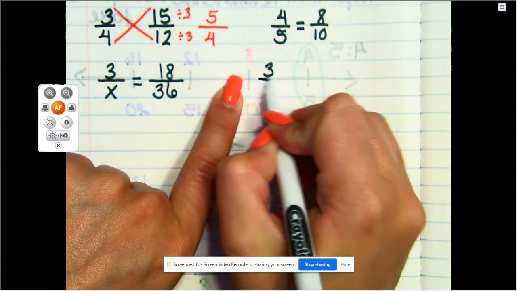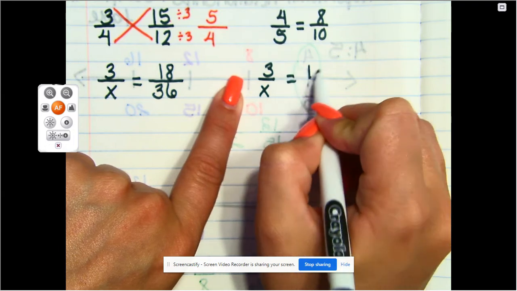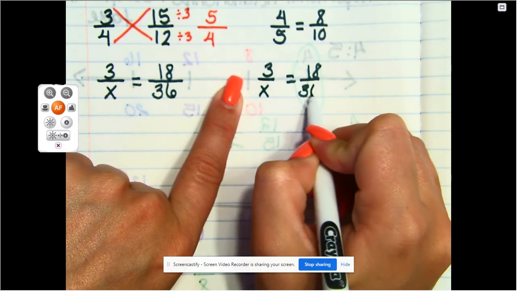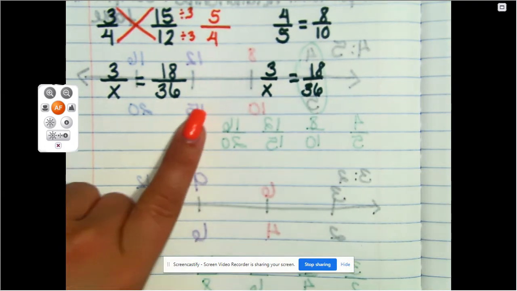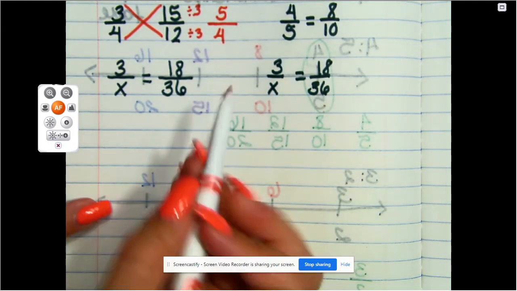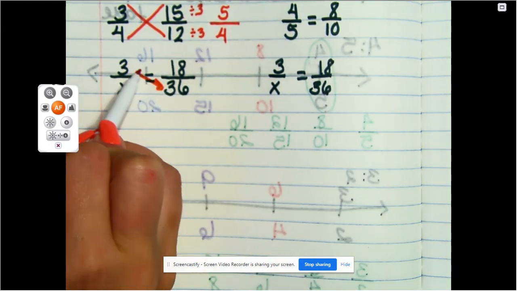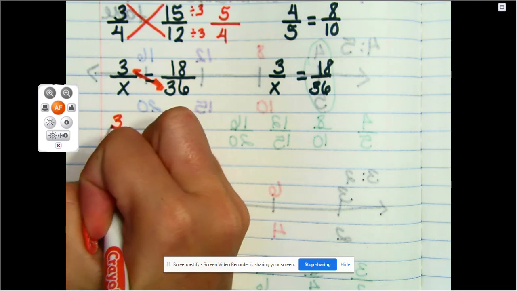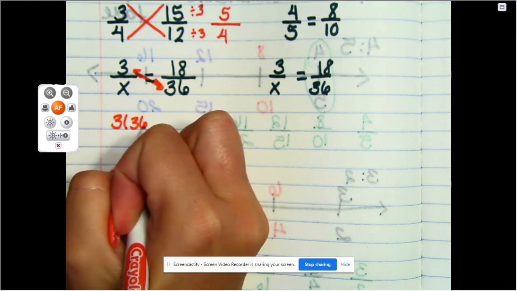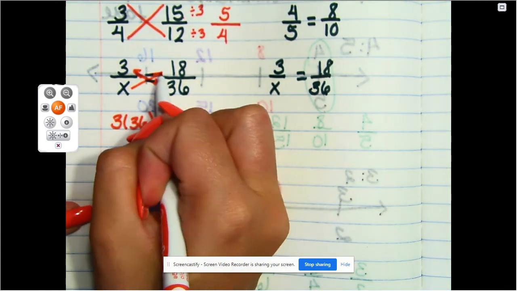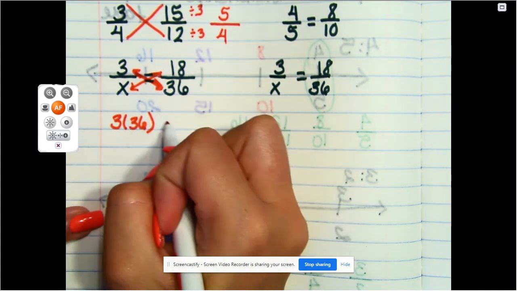So we have 3, again, over x, and 18 over 36. Okay, so the very first one is going to be multiplication. Okay, so we're going to do 3 times 36 here. We're going to multiply this way as well. And let's do 18 times x.